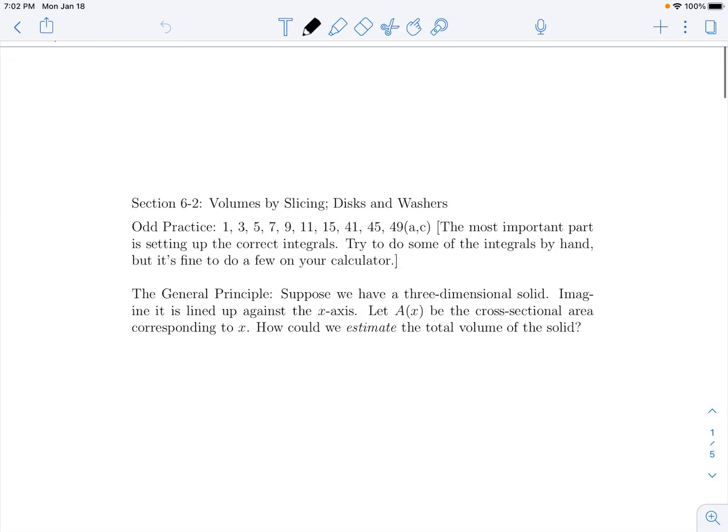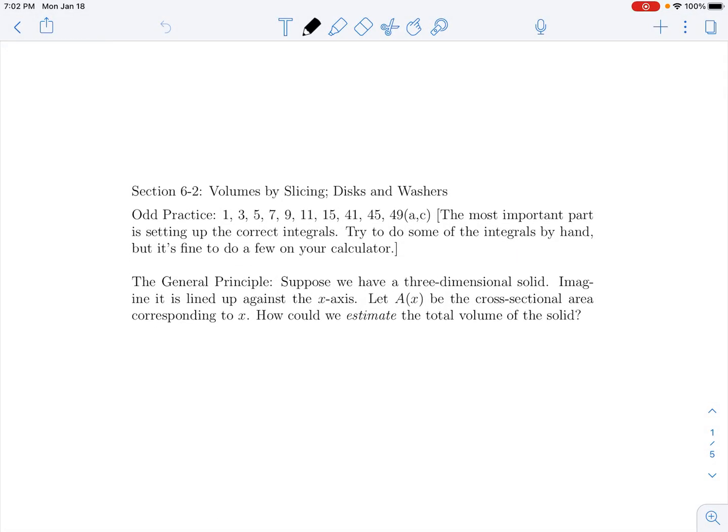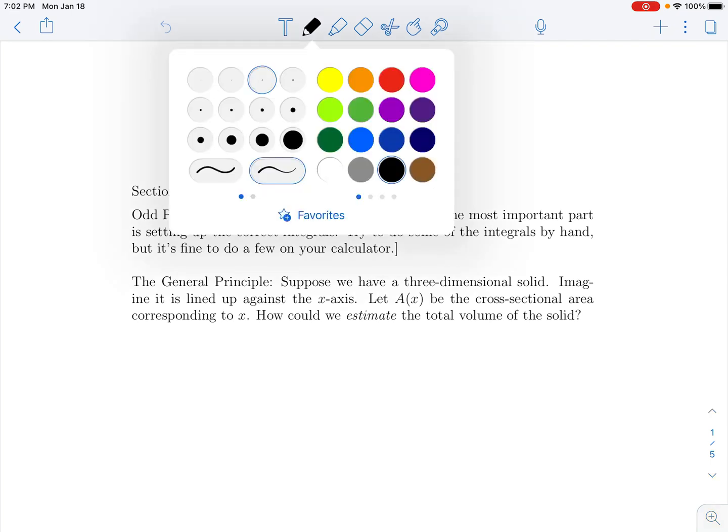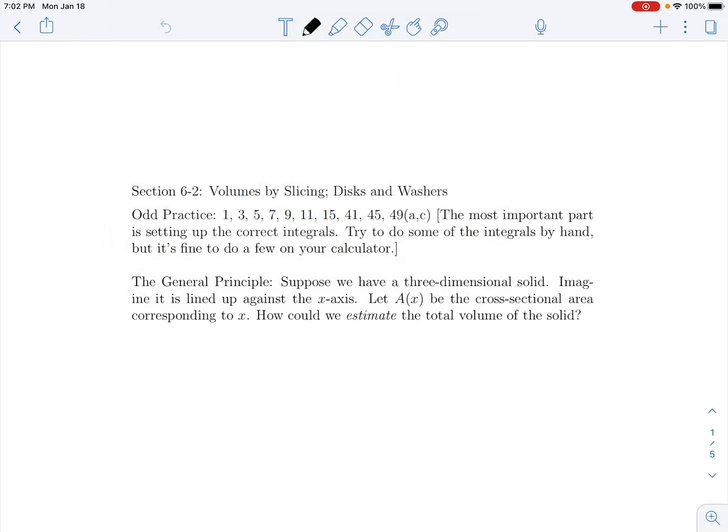Hi, in this video we're going to be talking about volume. And there are a few different ways of doing volume. There's a method that is covered in the next section but is not part of the AP curriculum. But in this section we'll be talking about disks and washers.